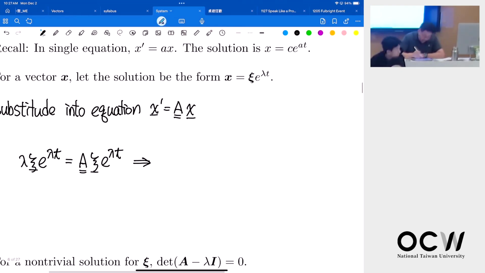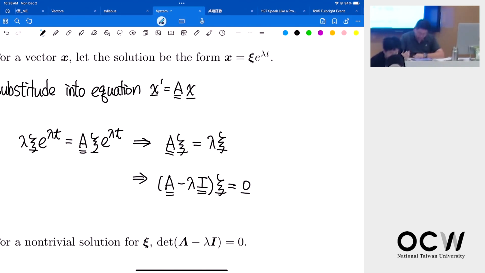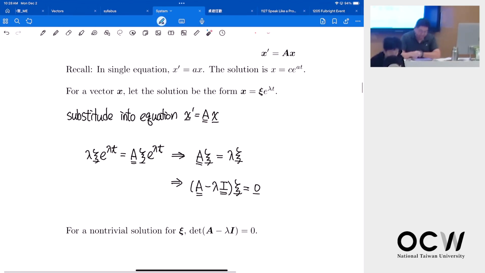Then you get A c equals lambda c, and A minus lambda I times c equals the zero vector. So it looks like lambda is the eigenvalue and c is the eigenvector of matrix A. That is the solution.